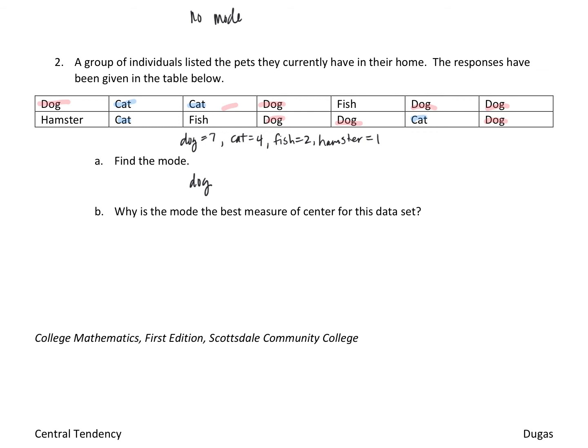The mode would be the best measure of central tendency because it measures what happens the most often. So that's the one that's going to make sense for categorical data. So the mode is the best measure of center for this data set because the variable is categorical, not numerical.